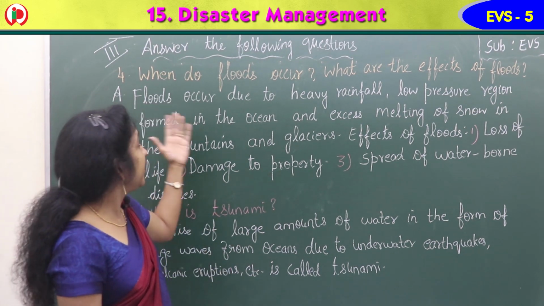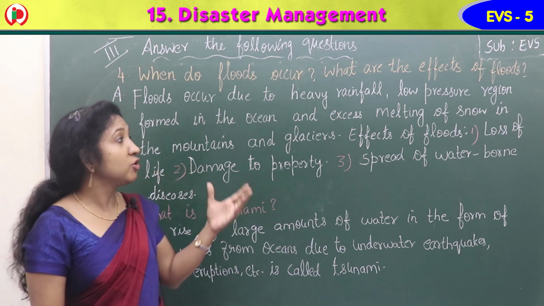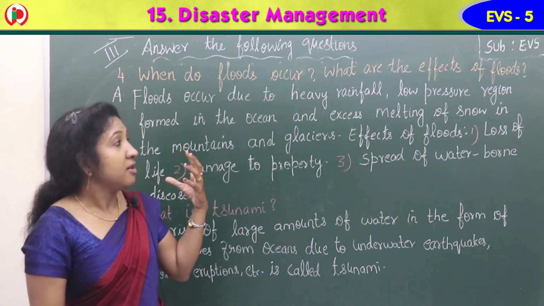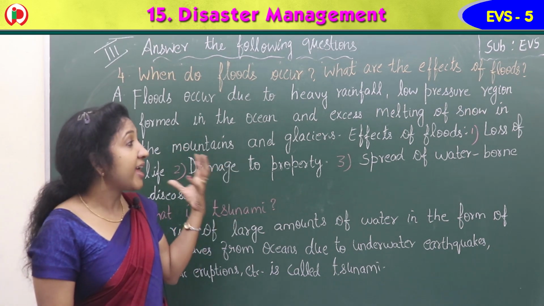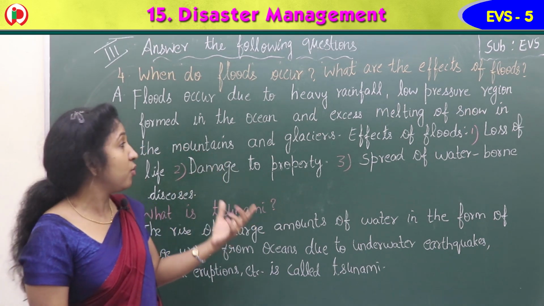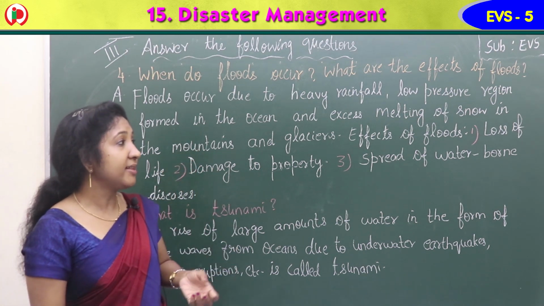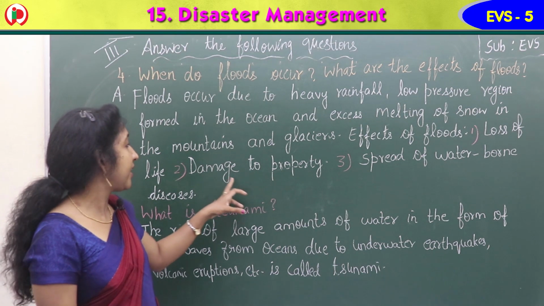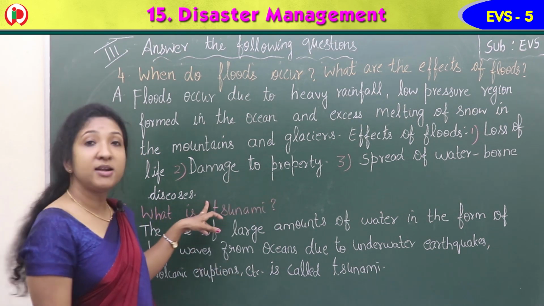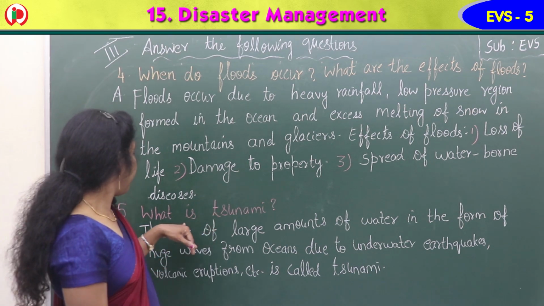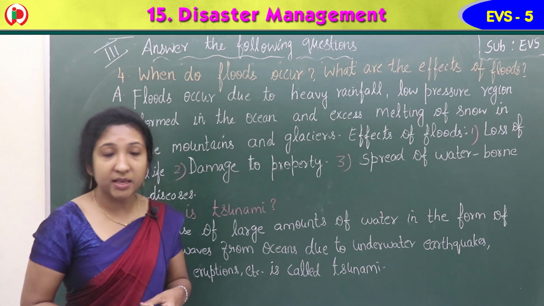So when do floods occur? What are the effects of floods? Floods occur due to heavy rainfall, low pressure region formed in the ocean, and excess melting of snow in the mountains and glaciers. Effects of floods: first one, loss of life; second, damage to property; third, spread of waterborne diseases. Fifth one, what is tsunami? The last question, what is tsunami?